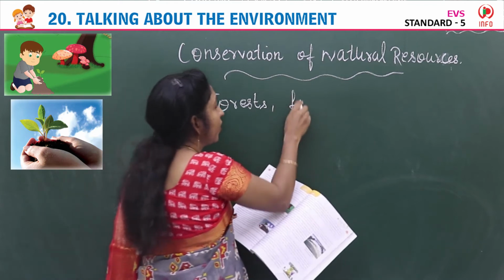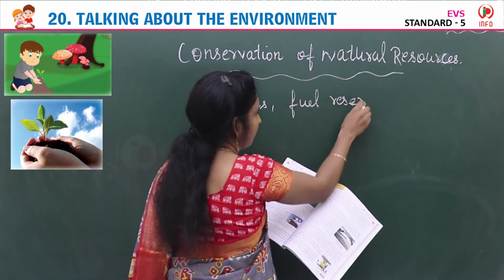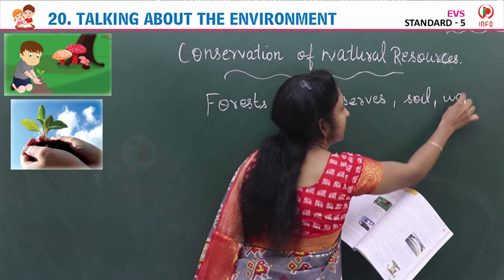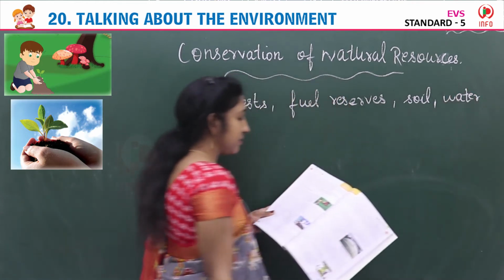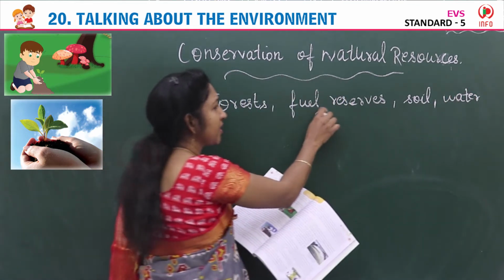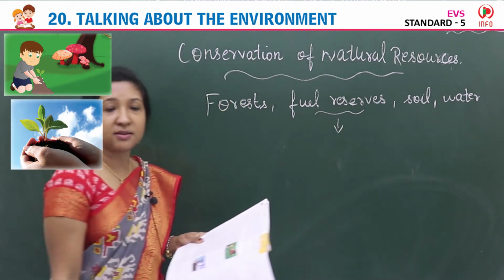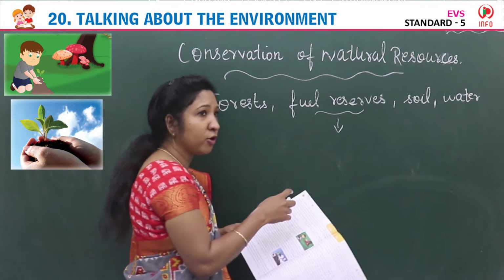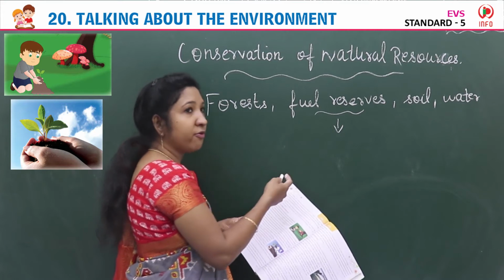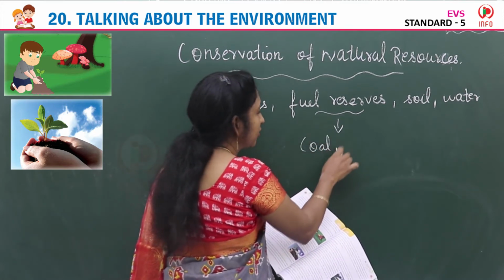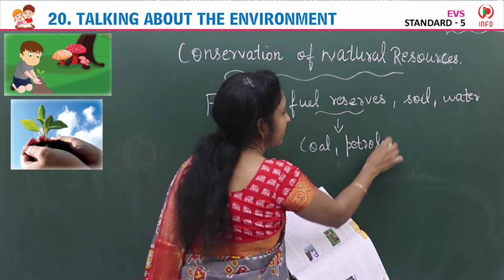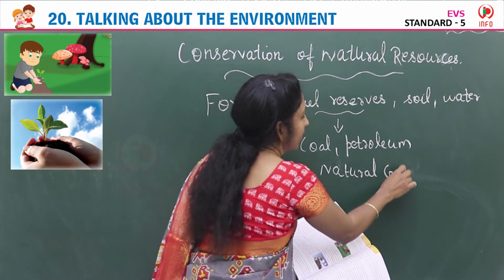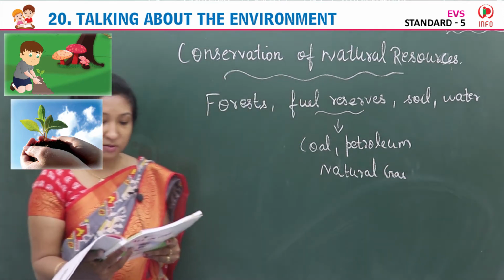Then fuel reserves. Then soil, water. These are all natural resources. Yes, fuel reserves means what? Without fuel, it is not possible for us to live here, isn't it? We need fuel for cooking. Then we need fuel for the vehicles. Coal, petroleum. These are fuel reserves. We see natural gas. They are all fuels actually. Okay? Yes, so these are all natural resources.